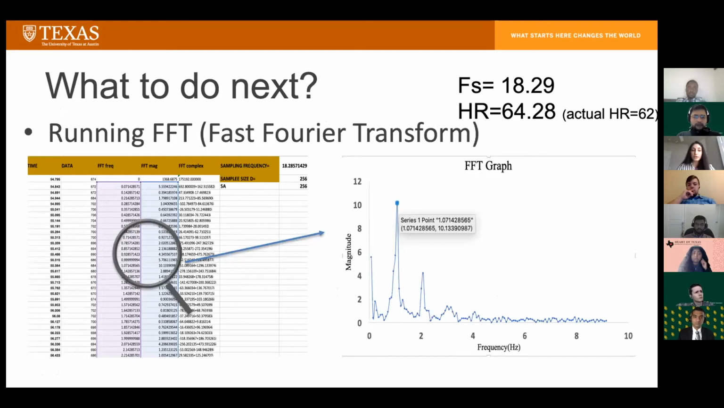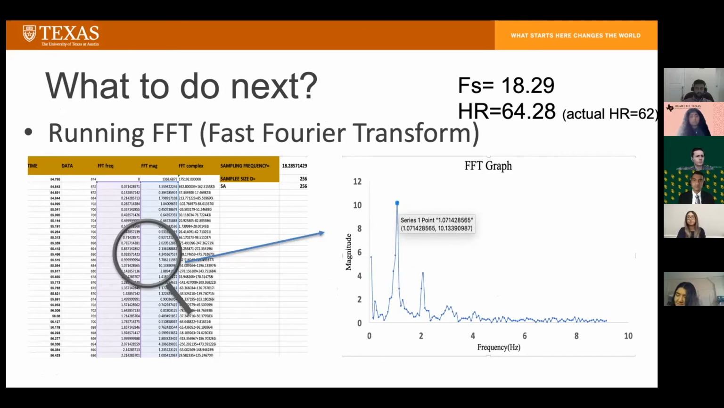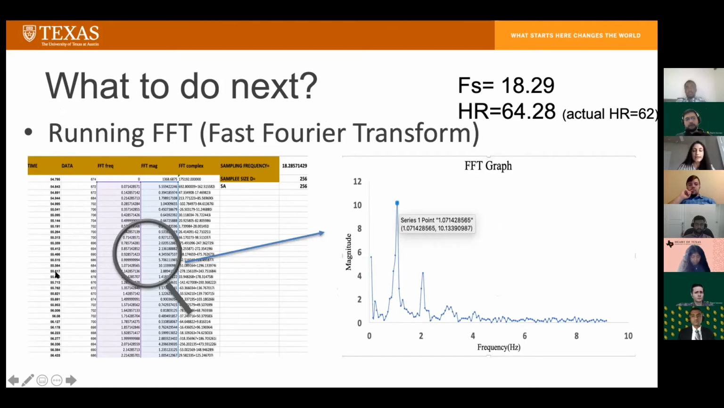So next, after we got our PPG graphs, we're going to use FFT, fast Fourier transform. In order to calculate or analyze the PPG, we need to have PPG data in an Excel sheet. It's also important to know that we can run FFT on multiple platforms, for example R, MATLAB, Excel. In this case, I used Excel. And in Excel, we're going to have 3 columns to get the FFT graph: FFT frequency, FFT magnitude, and FFT complex.